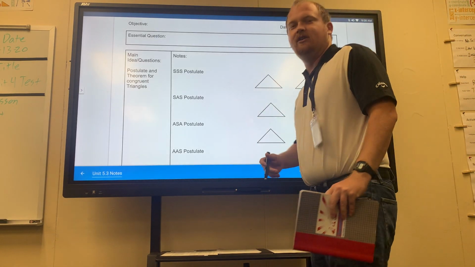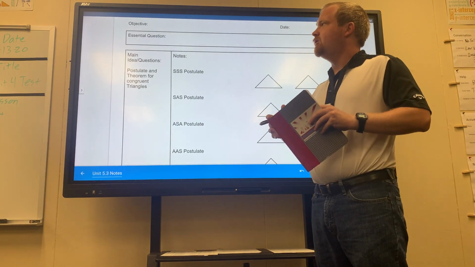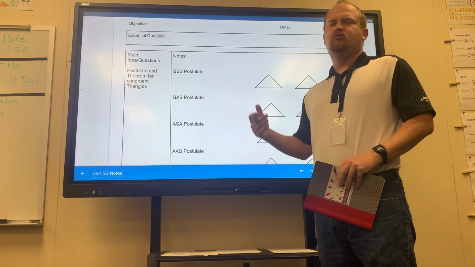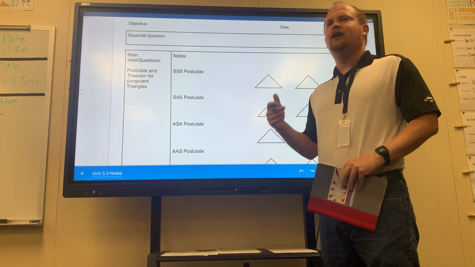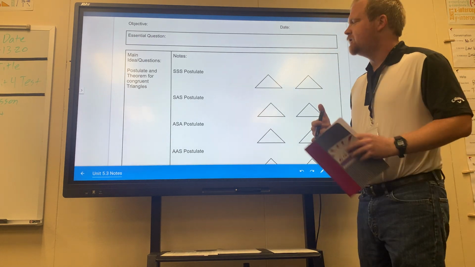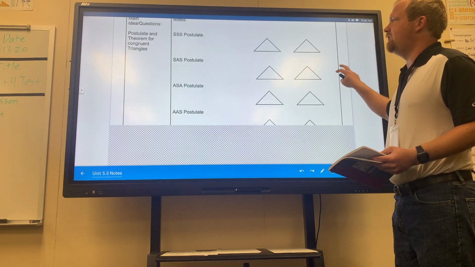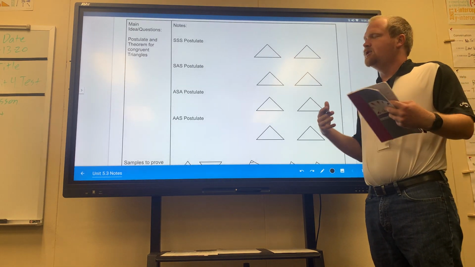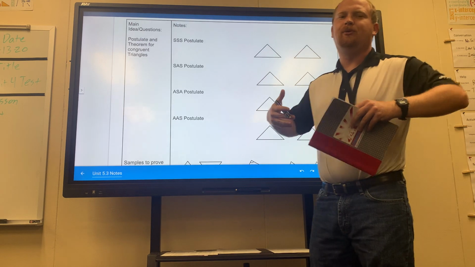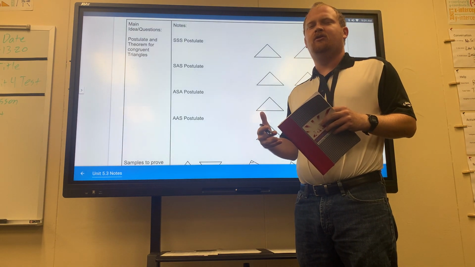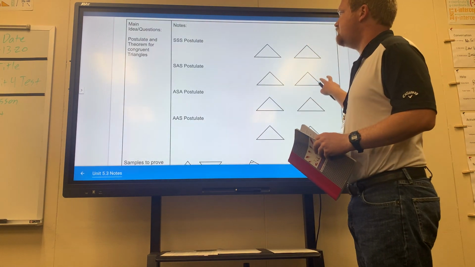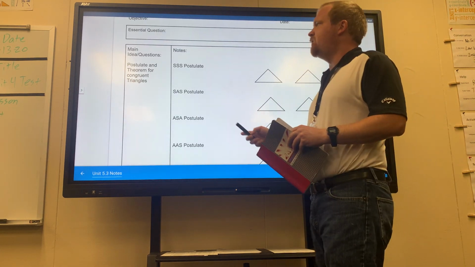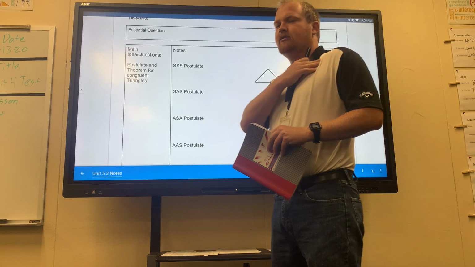Hello, Coach Holmes here, and today we're going to be talking about congruent triangles, or at least proving triangles that are congruent to each other. Now, there are at least 4 different postulates or theorems that we're going to use as far as being able to prove congruency between 2 triangles.